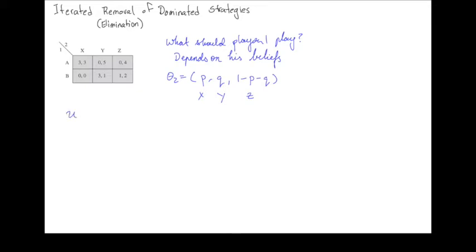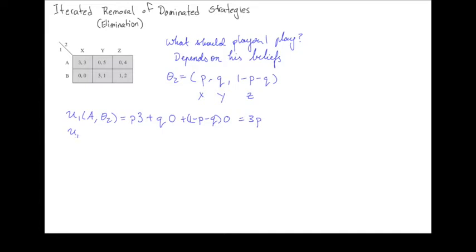So U1 of A given theta 2 is, with probability P, player 2 will play X, and player 1 will get a payoff of 3. With probability Q, player 2 will play Y, and player 1 will get 0. And with probability 1 minus P minus Q, player 2 will play Z, and player 1 will get 0. So that's just 3 times P.